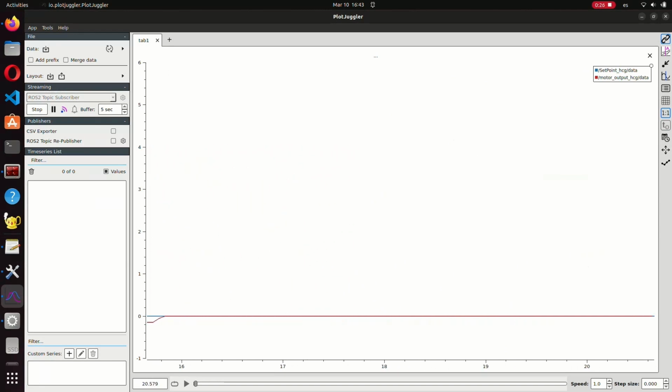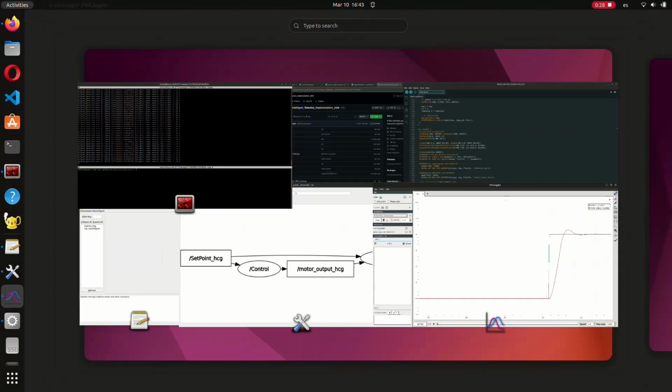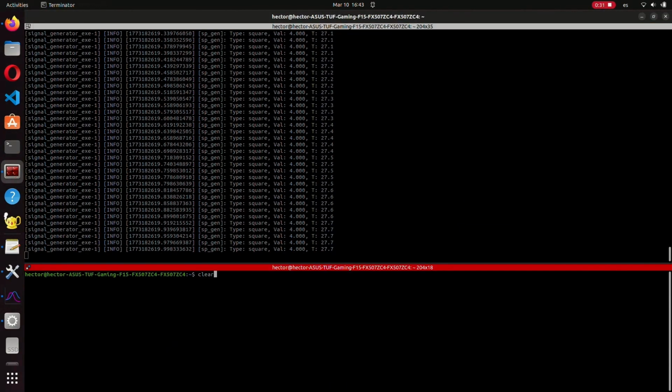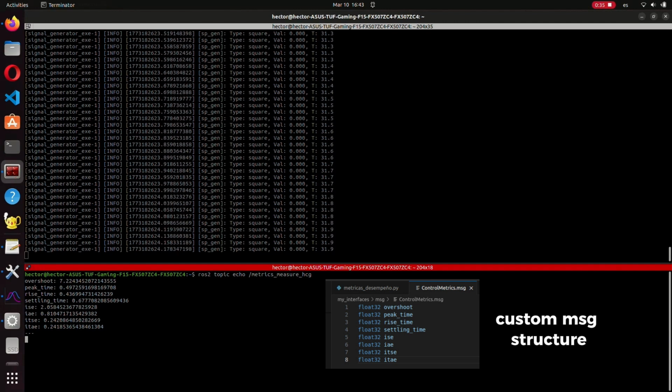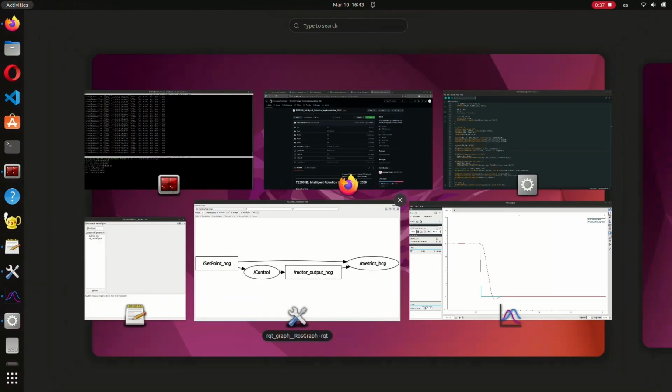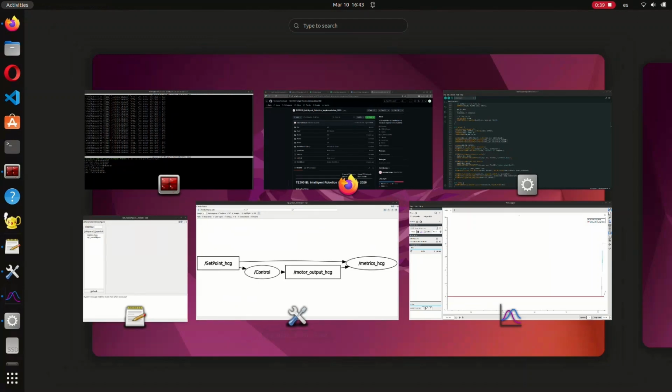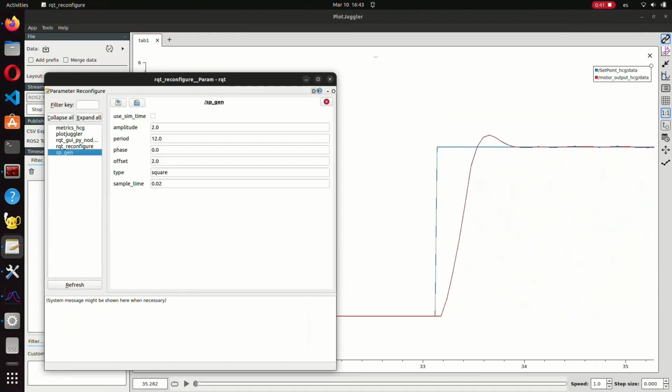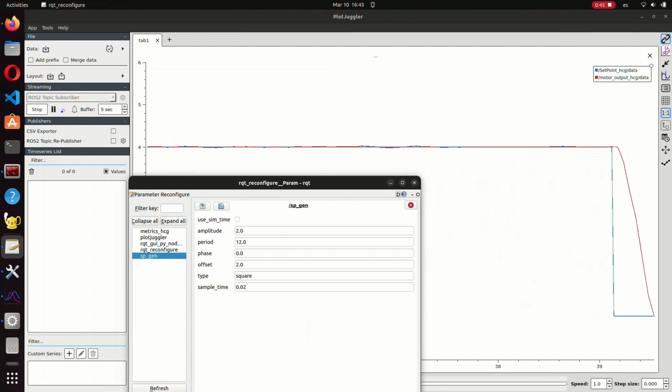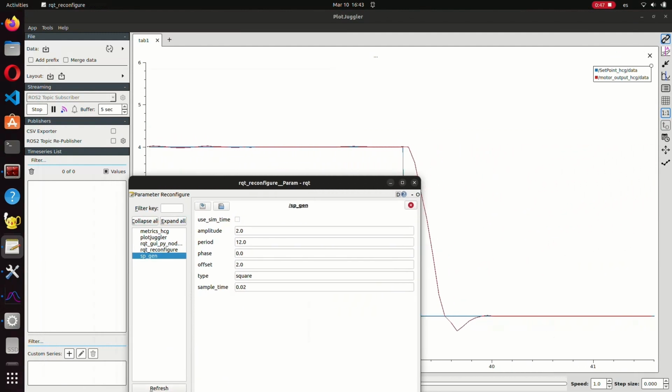For monitoring, we integrated PlotJuggler for data visualization, and a dedicated node to track controller performance via custom messages. Additionally, we included RQT reconfigure to allow real-time tuning of signals and configurations without restarting the launch file. All velocity data is transmitted using standard Float32 messages.